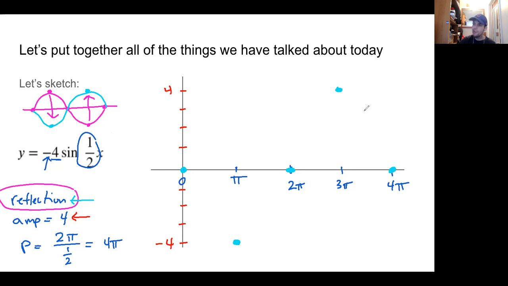Take a look at it before you draw on your line. Just make sure you've accounted for everything, okay? We got our reflection. We went down and then up. So that's the reflected sine curve. So we have that taken care of.